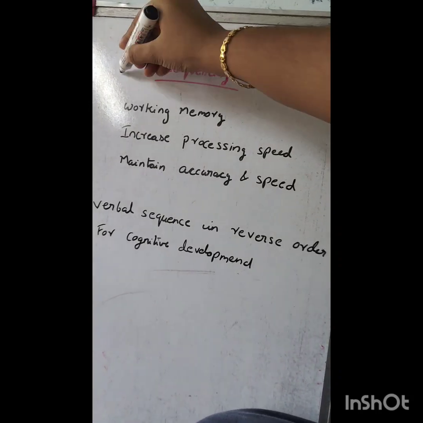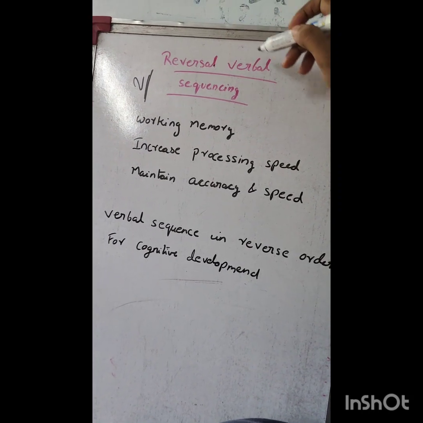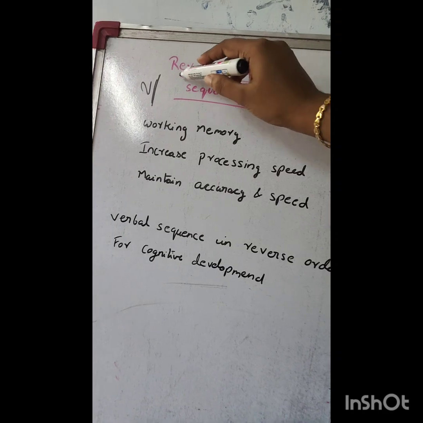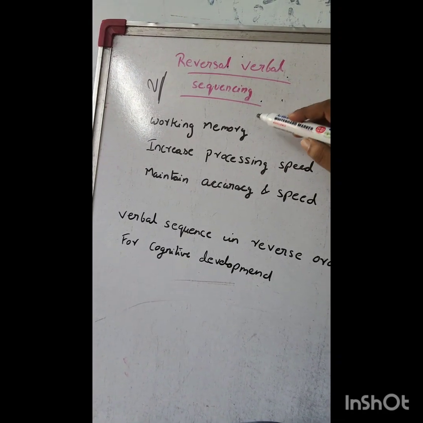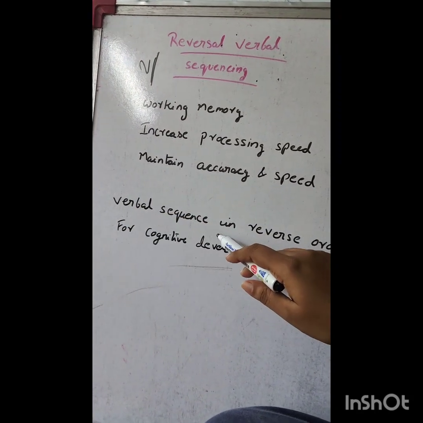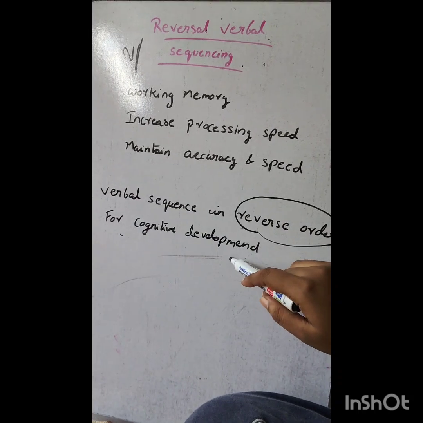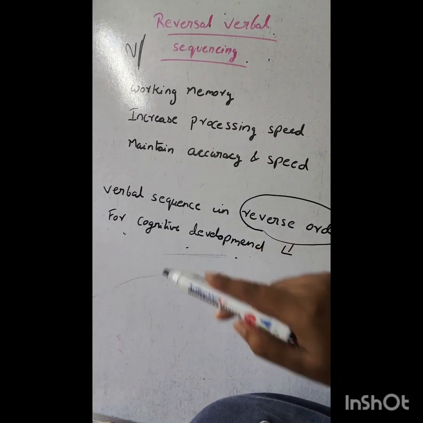Responding skill, the second topic. The second topic we are going to discuss is reversal verbal sequencing. Initially it was verbal sequencing, now it is reversal verbal sequencing. So what is reversal verbal sequencing? It is a stage where all the verbal sequencing is done in reverse order for cognitive development. Things that we do in reverse order help with cognitive development.